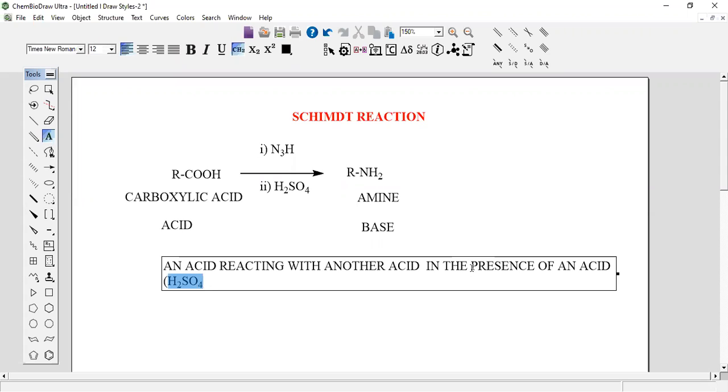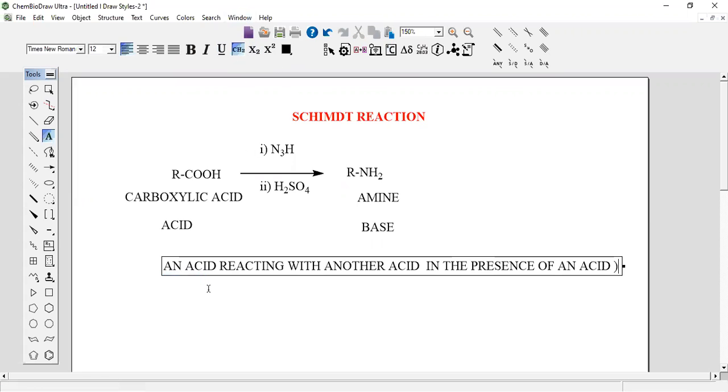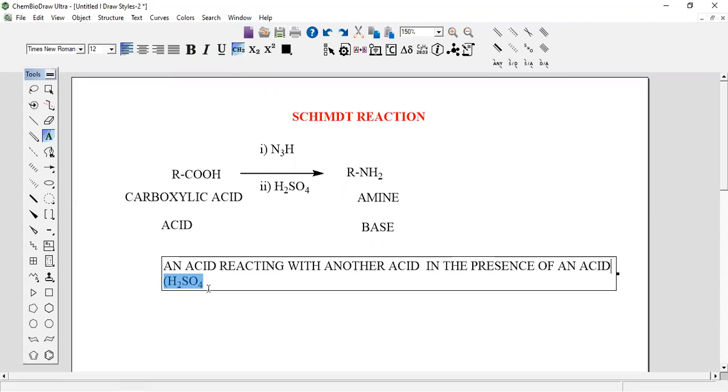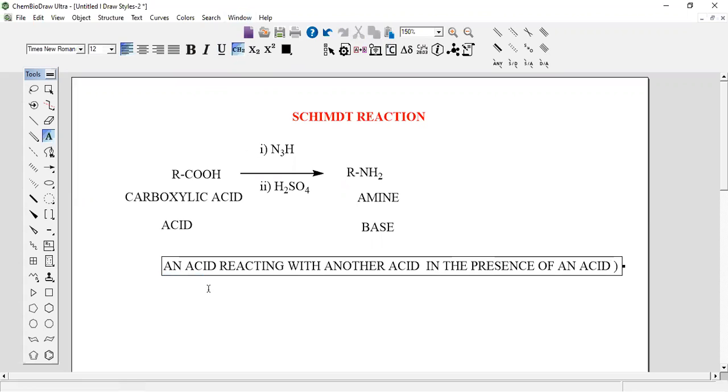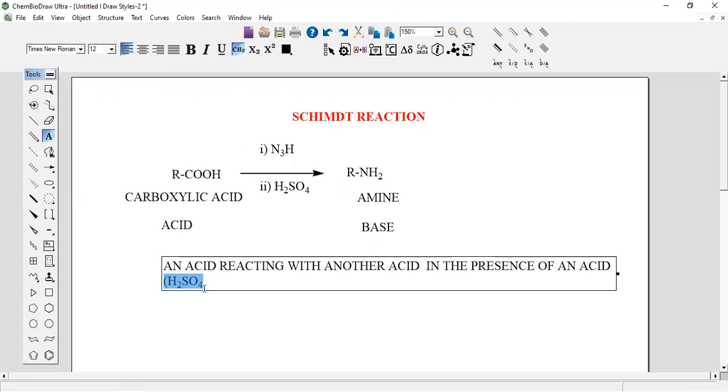Sir, it reacts with both the acids? Yes, two acids will be used in it. What I meant to say is, the carboxylic acid is reacting with another acid. That other acid is hydrazoic acid, HN3. HN3 is said to be hydrazoic acid.